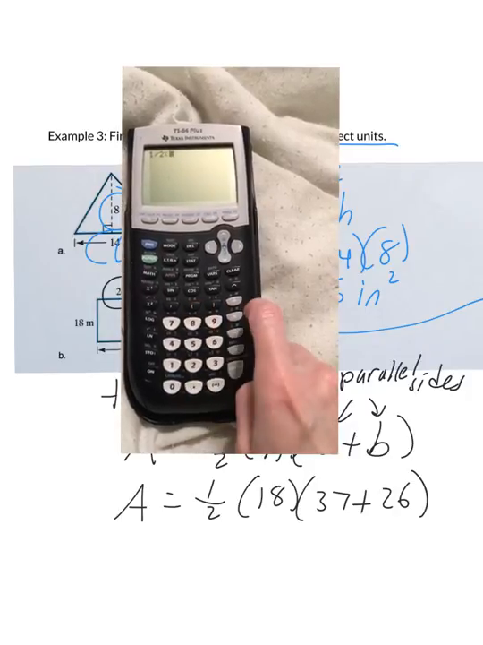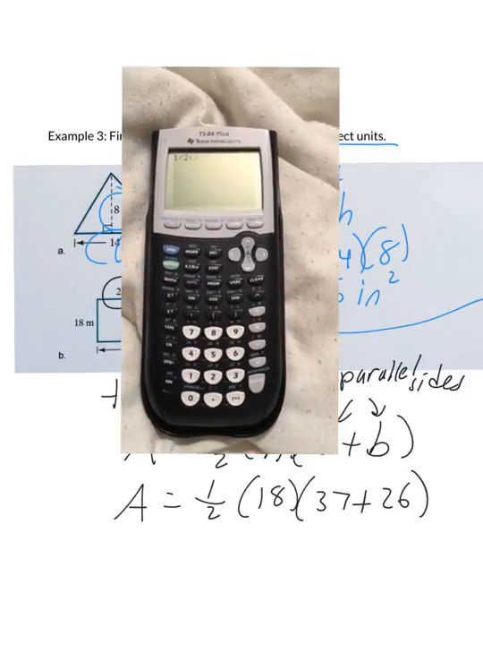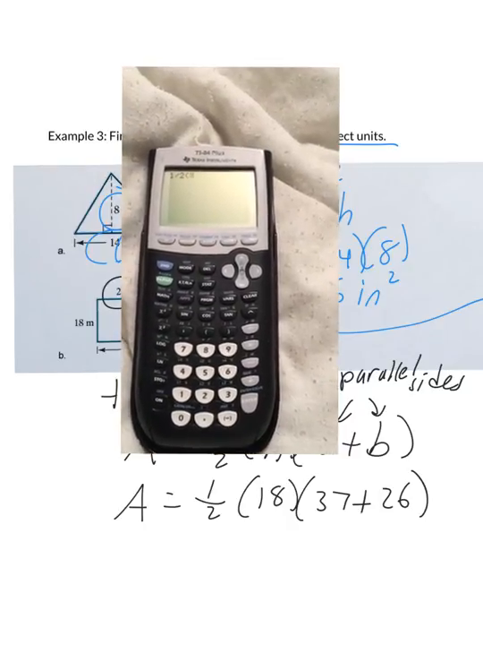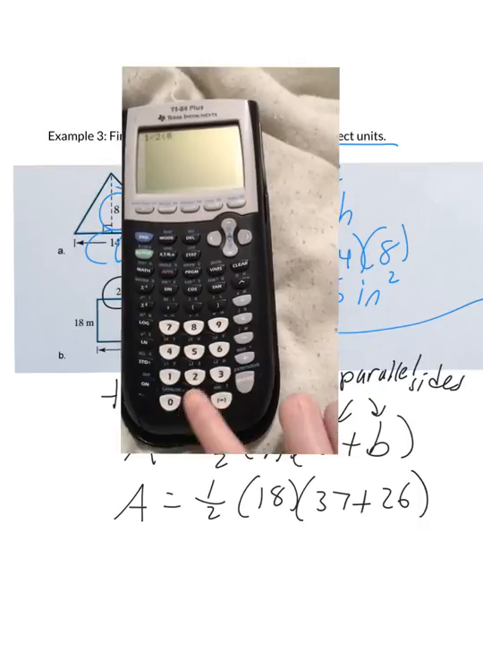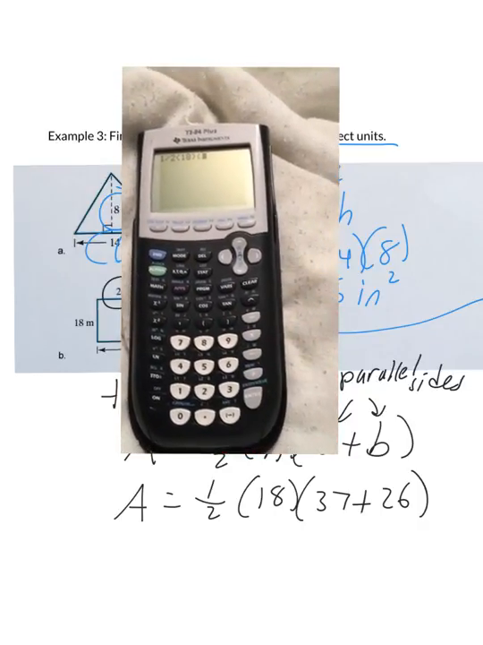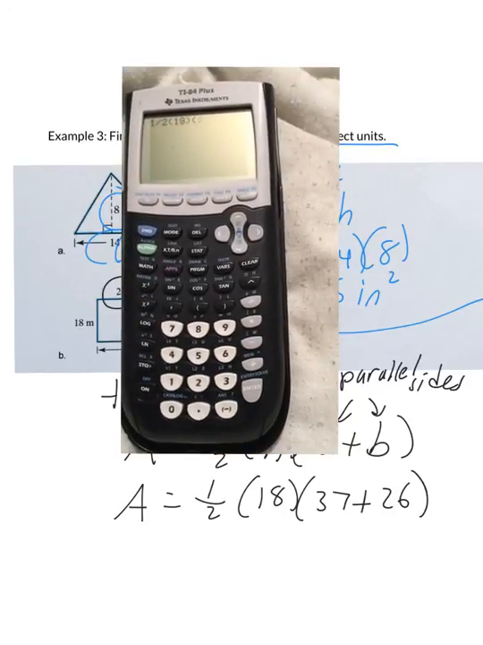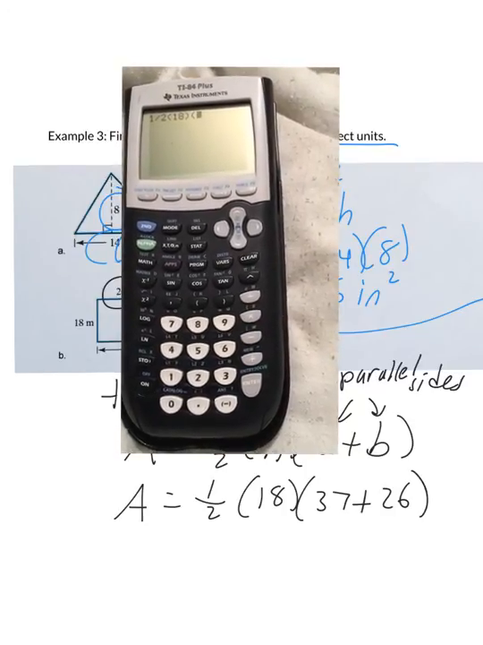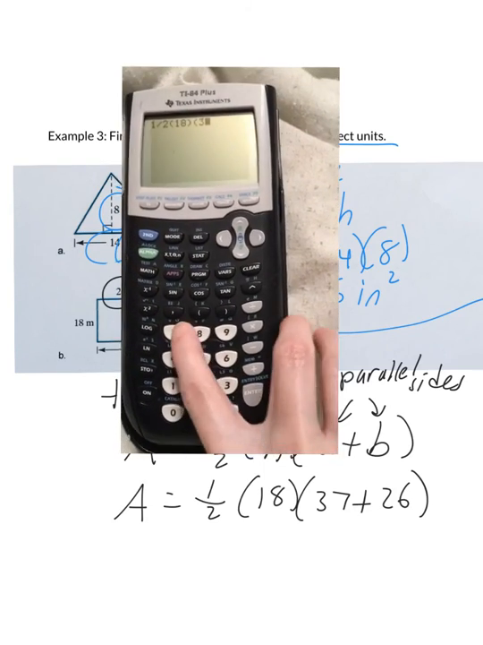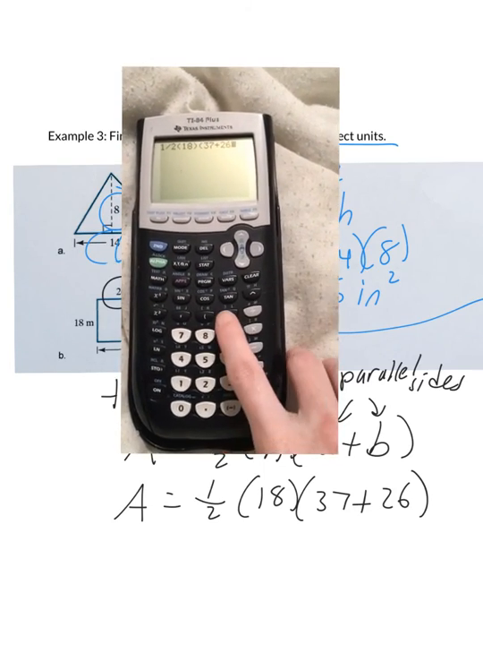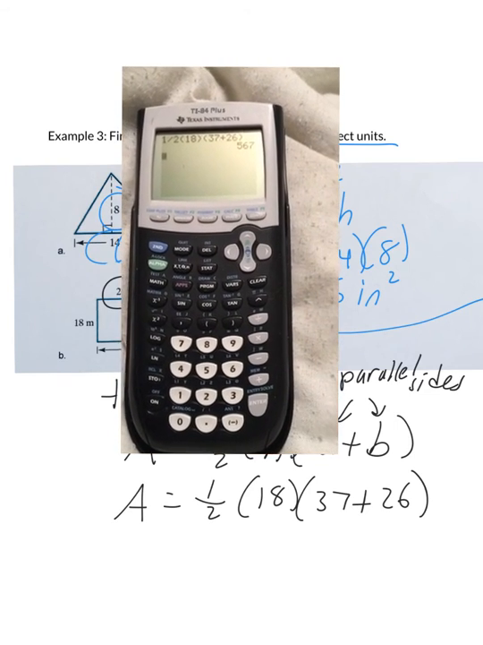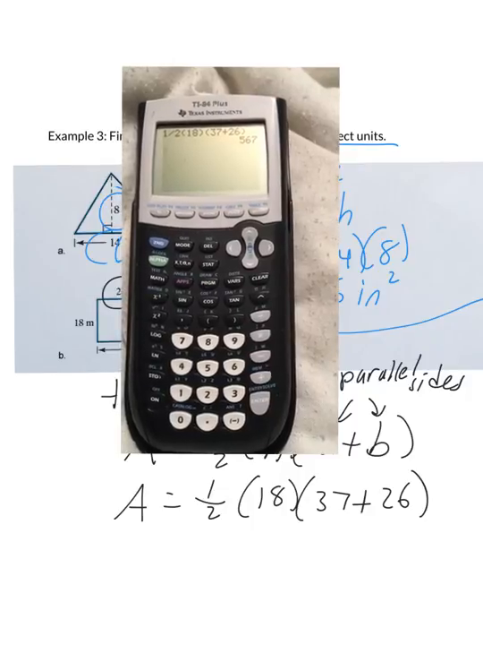I'm going to use the parentheses because I really want it to look very similar to what I have written on my paper. So 1/2 times, we said the height was 18. Close those parentheses. More parentheses. A plus B, the addition of the parallel sides, which was 37 plus 26. Close those parentheses, enter for equals, and you should get 567 as the final answer.